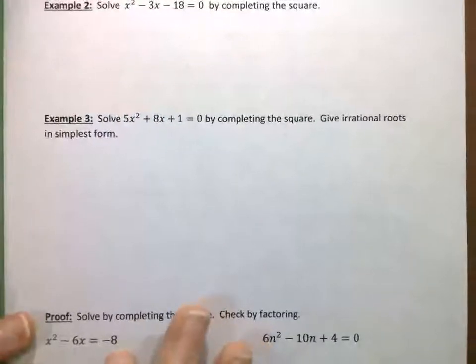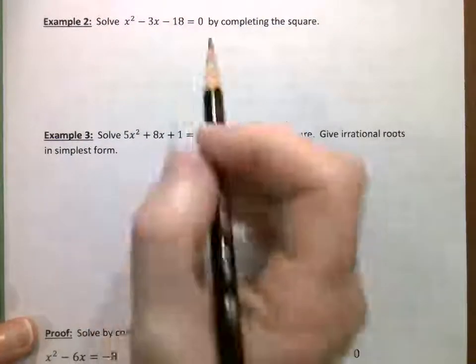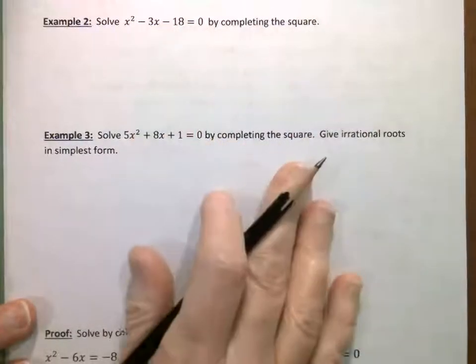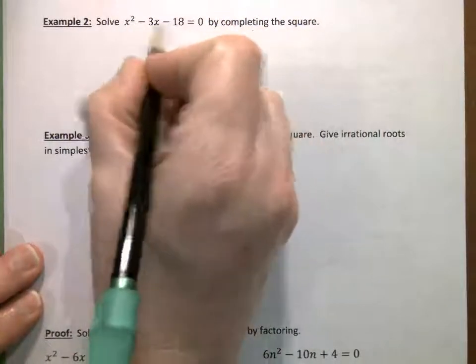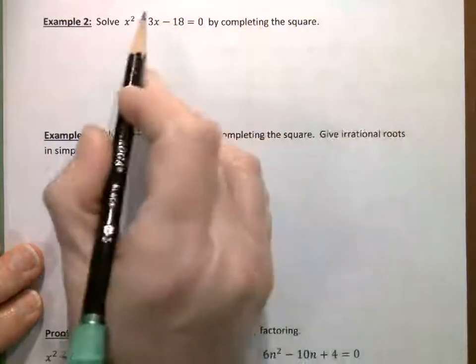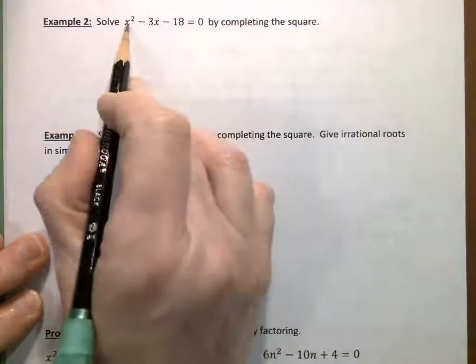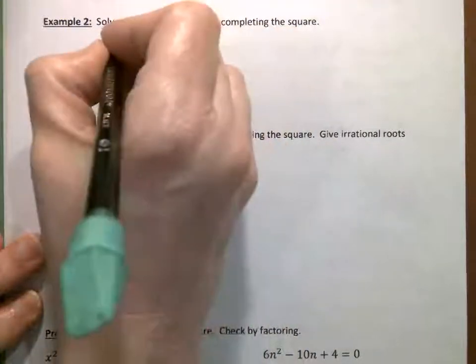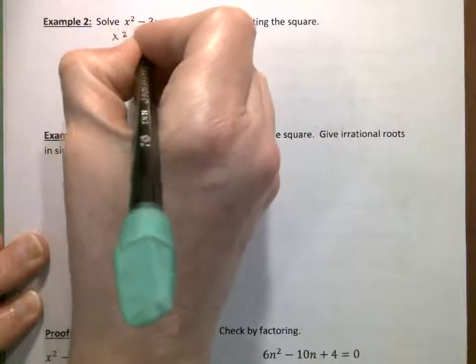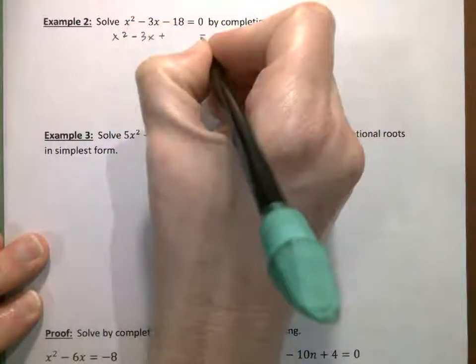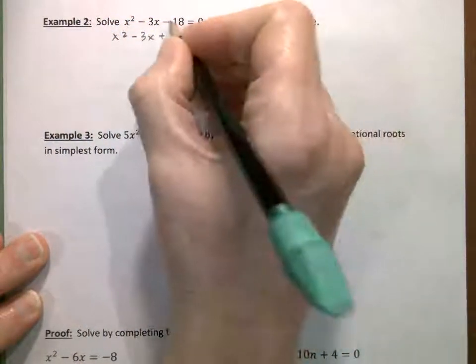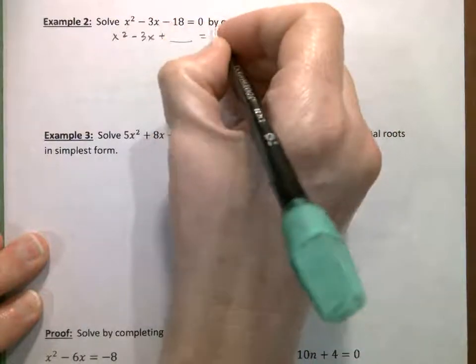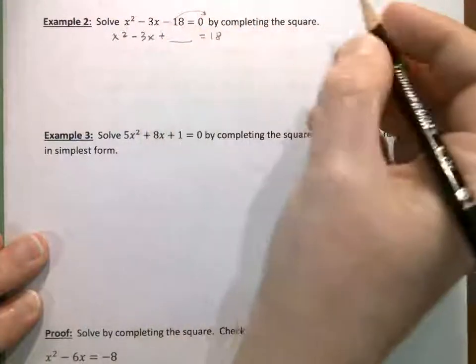Okay, so let's look at our next example. Here we have an equation that we want to solve by completing the square. This is not a perfect square trinomial, but we want to create one so that we can get rid of this x squared. So here's what I'm going to do. x squared minus 3x plus something. I'm going to fill in that blank. I added 18 to both sides. So what I did is I just moved the 18 to the other side.